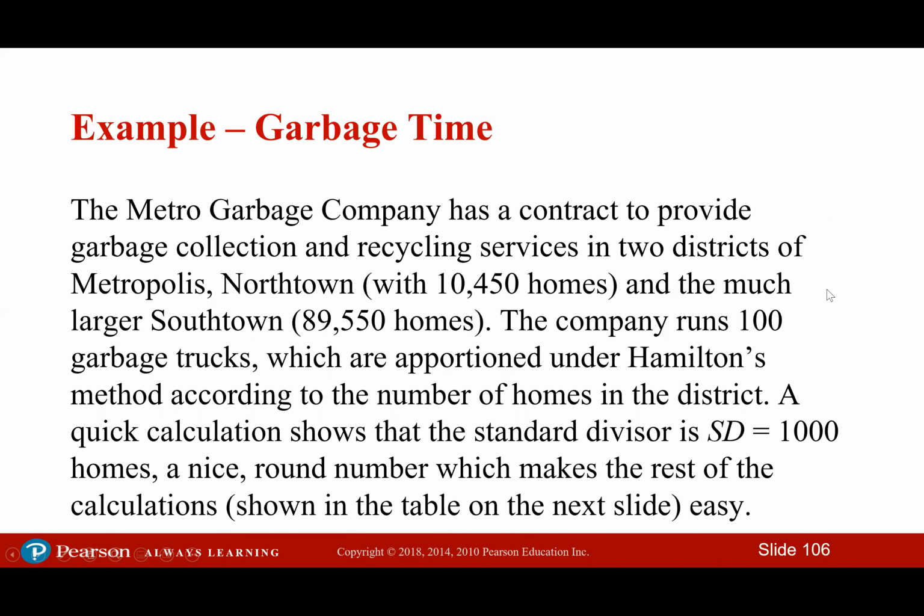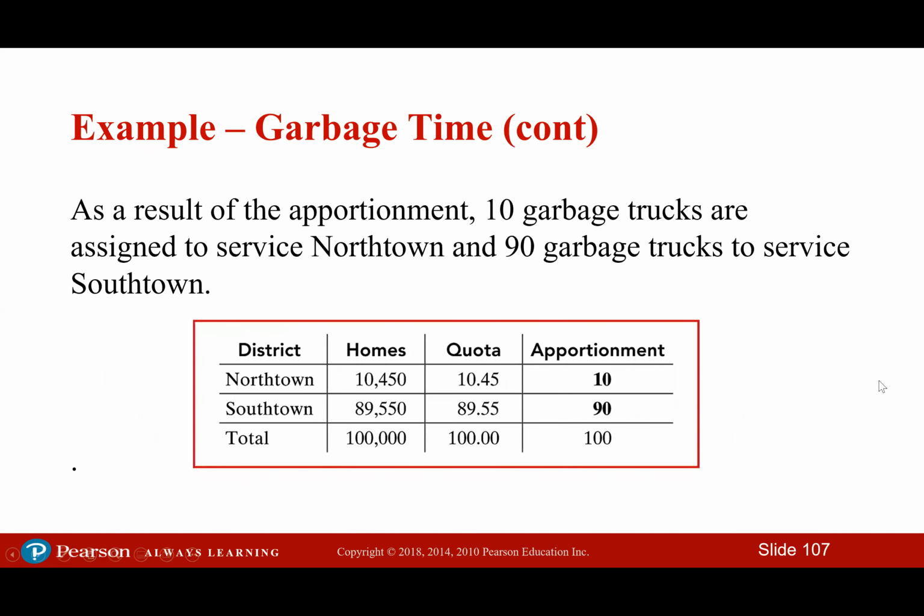So the Metro Garbage Company has a contract to provide garbage and recyclables collection to 2 different districts. They run 100 trucks, and if you do that, it is divided out this way. North Township, because of roughly 10,000 homes, gets 10 garbage trucks. Southtown, because of their 89,000-plus homes, gets an extra little piece, and everything adds up to 100. Would you say that's fair?